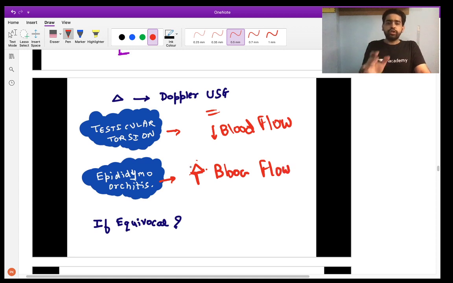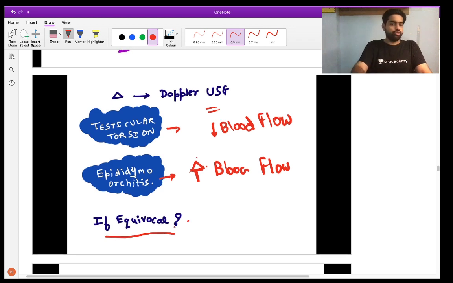What if the Doppler is equivocal, or what if you are in the PHC where no radiologist is available, or maybe the Doppler facility is not available? What will you do? Will you shift the patient to a place where the Doppler facility is available? No, not really. You will have to go for immediate operation.